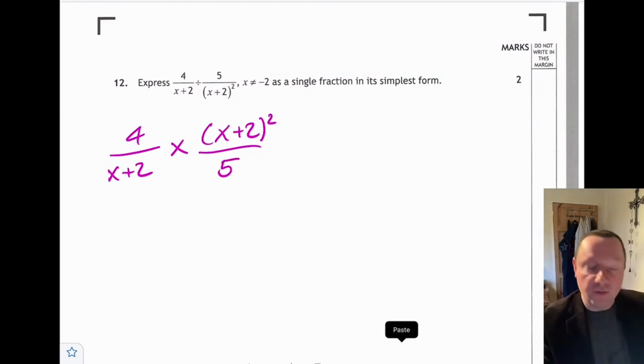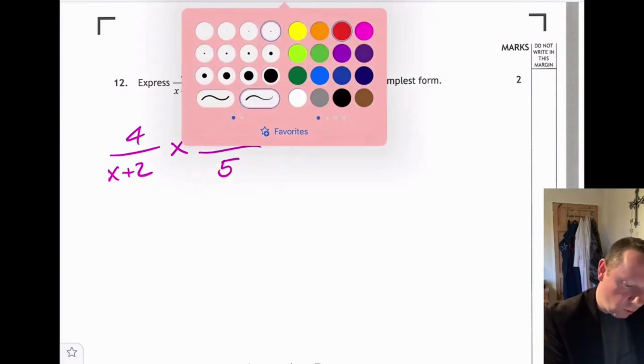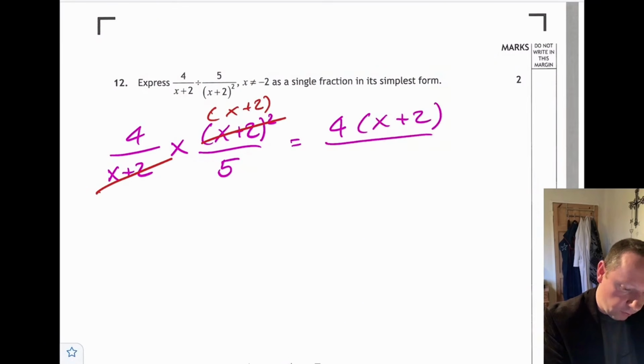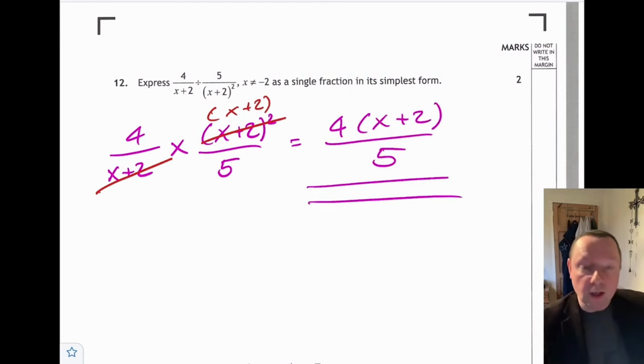And now we can simplify and advance as normal. So we've got x plus 2 and x plus 2 on top and bottom, so I can take one of them away, and that just leaves x plus 2. And then we can answer the question. You've got 4 times x plus 2 over 5. And we're done. No need to expand the bracket because it's already simplified. It doesn't make it any simpler.